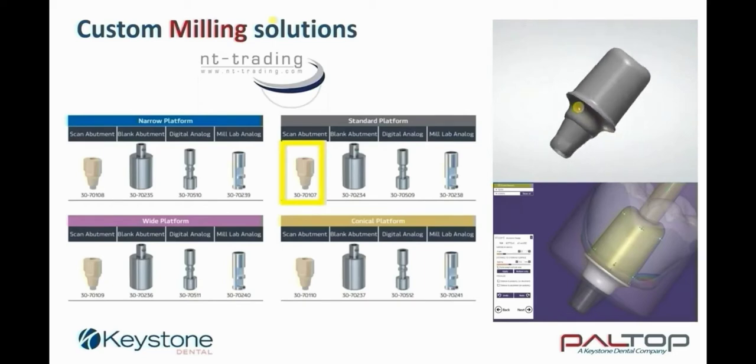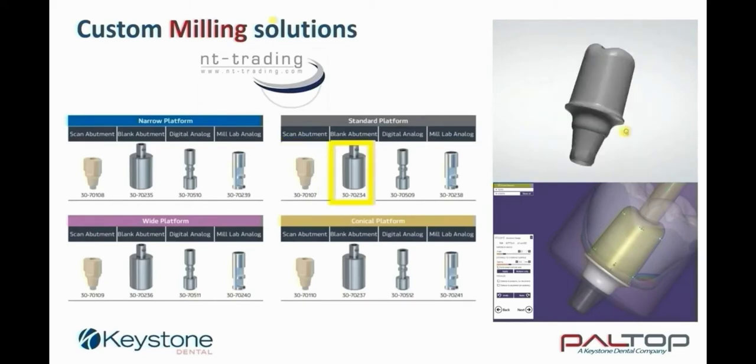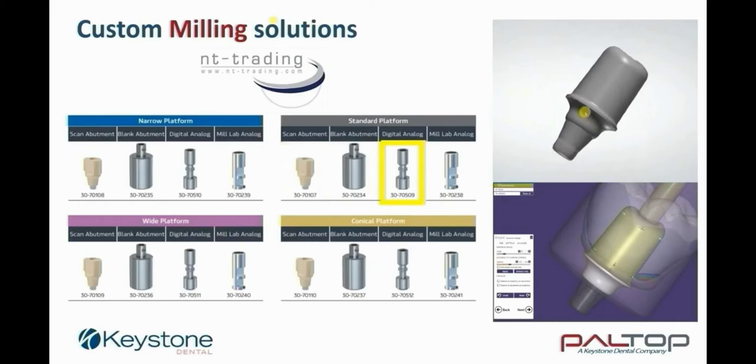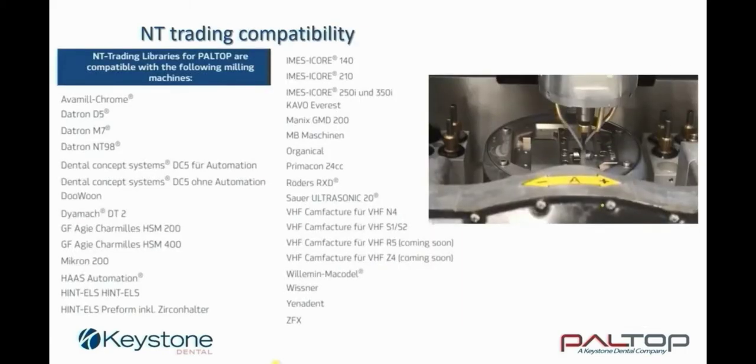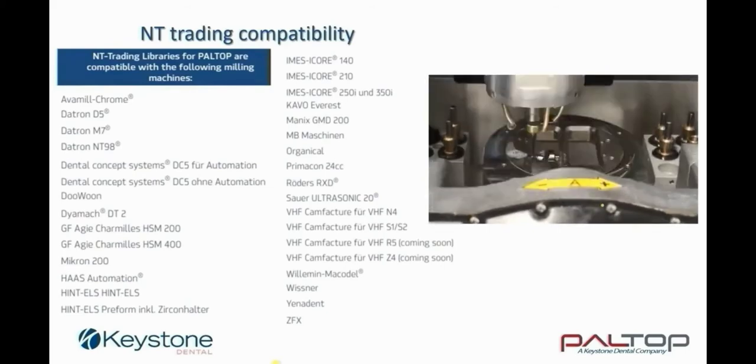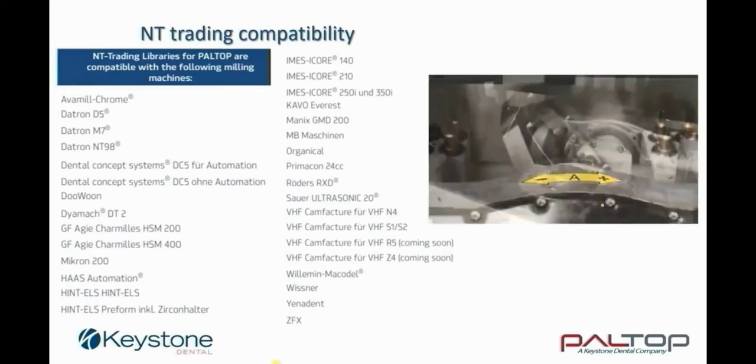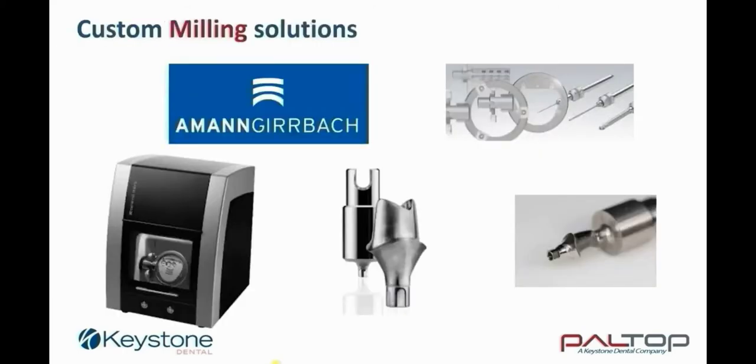We have NT Trading scan abutment, NT Trading preform, the digital analog for a 3D printed model, and the milling analog. Please note the original holder for NT Trading preform requires the milling analog. The new fixture holder functions without the need for a milling analog. The list of milling machines compatible with NT Trading are to be found on the Paltop internet site or on the NT Trading site. We have also teamed up with Gerbach.